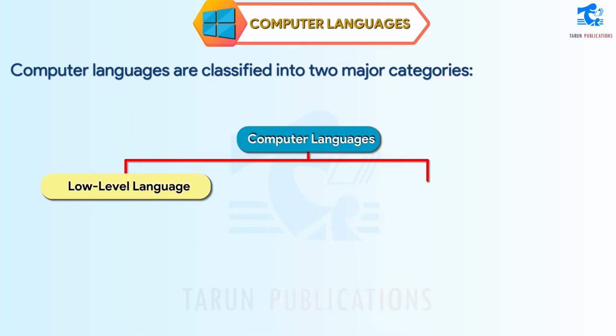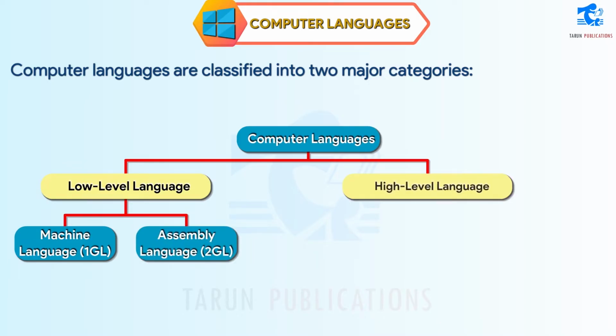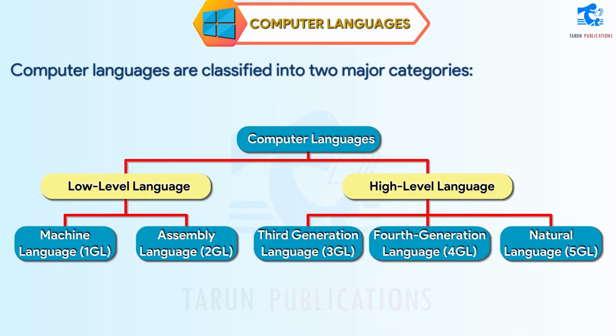Low-level language: Machine language, 1GL; Assembly language, 2GL. High-level language: Third-generation language, 3GL; Fourth-generation language, 4GL; Natural language, 5GL.